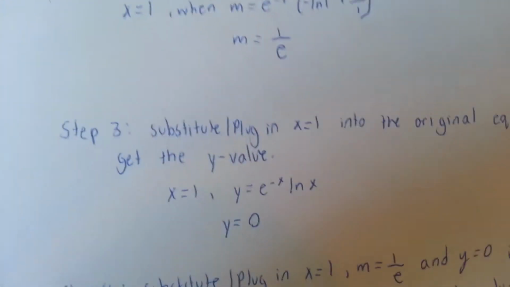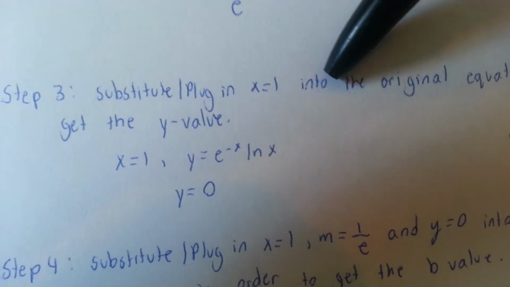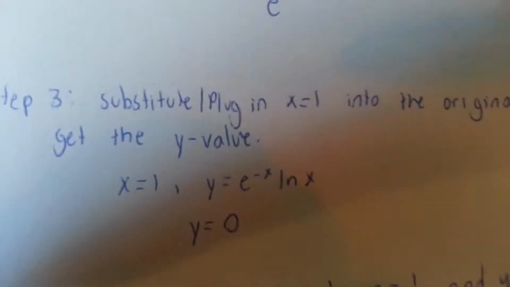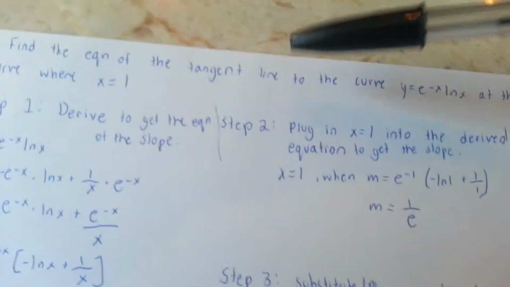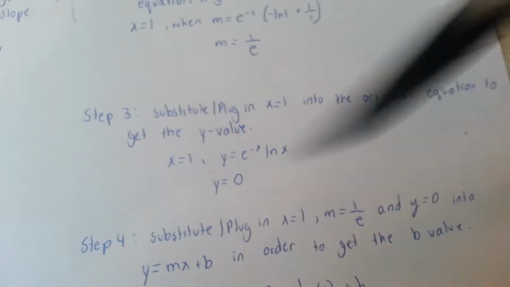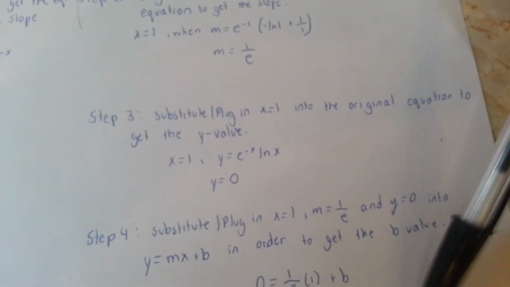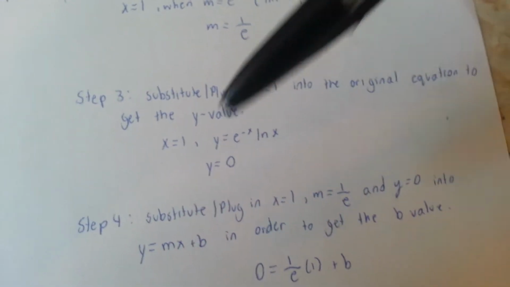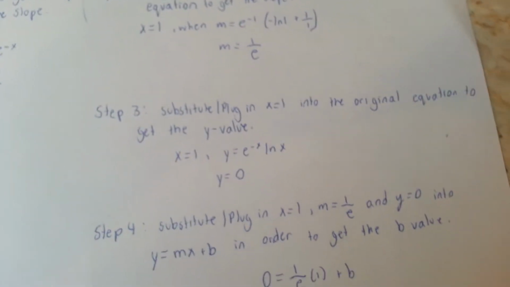The next step is to substitute or plug in x is equal to 1 into the original equation to get the y value. So I plugged in what they gave us in the question in order to get the y value, because we need all of this in order to do the next step. So I plugged this into the original equation and got y is equal to 0. So that's telling you that the point is 1, 0.